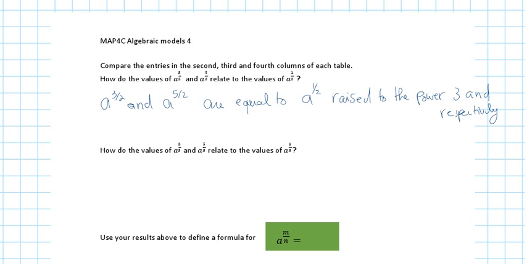So basically, a to the power of 3 over 2 is the same thing as doing a to the power of a half and then making it to the power of 3. When you're done writing this, look at me, please.